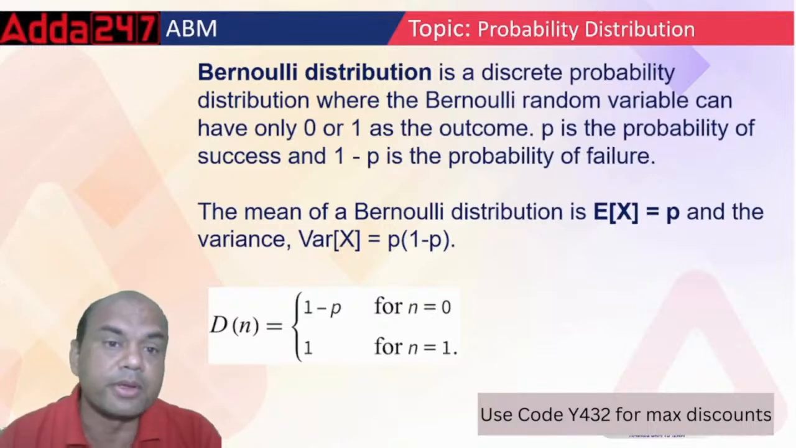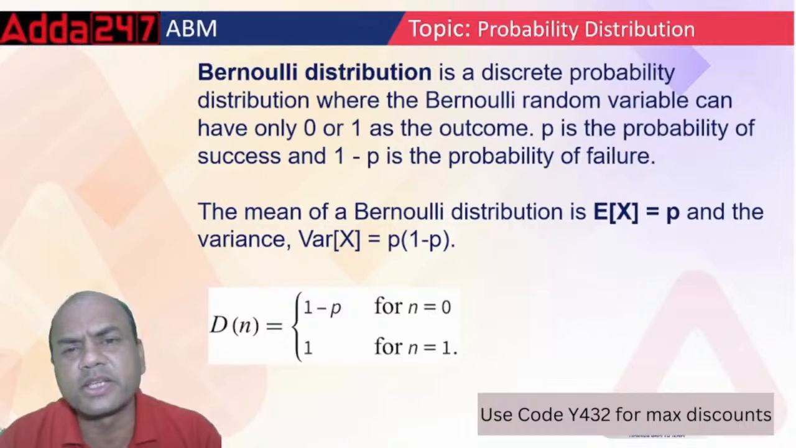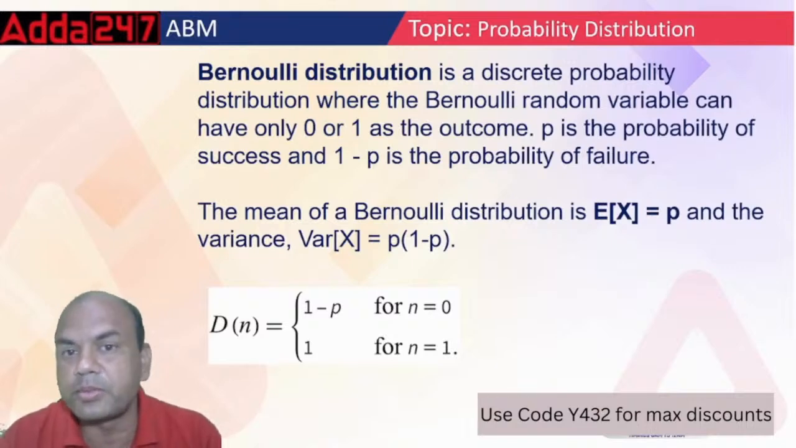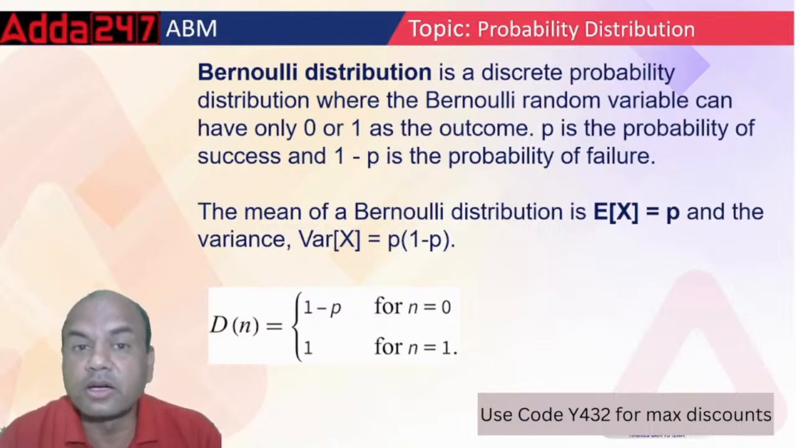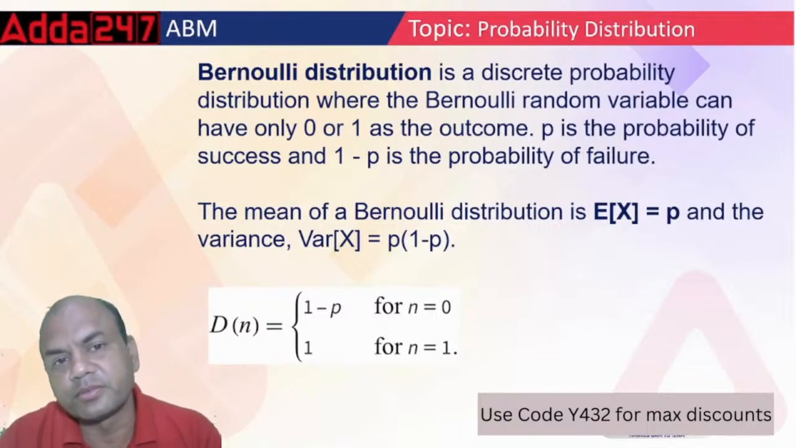It's an important topic, okay? Roughly around 8 to 10 marks. Probability distribution, 8 marks. And in this probability distribution, you have three types of probabilities. One is Bernoulli, second is binomial, and third one is Poisson. Okay. So we'll study one by one.